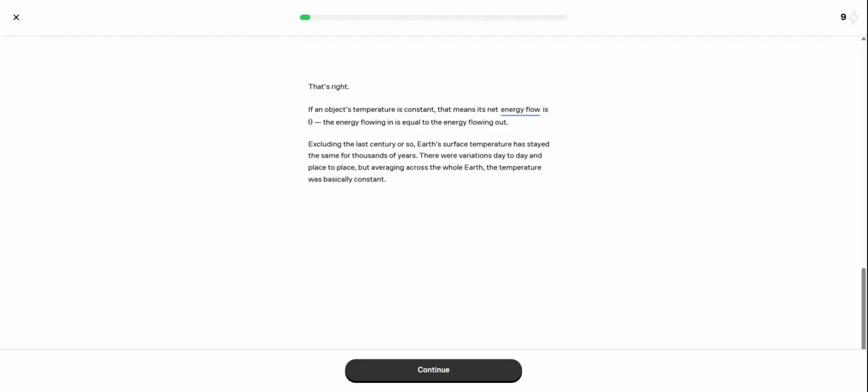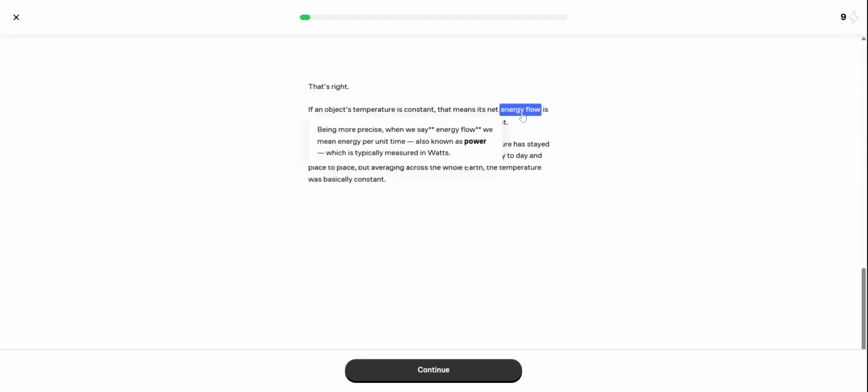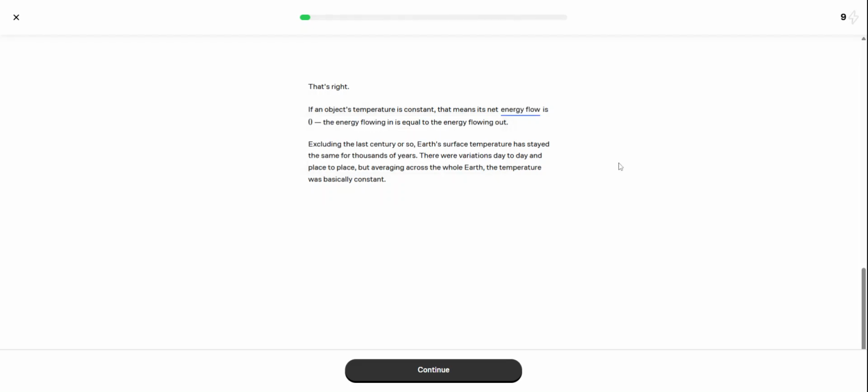If an object's temperature is constant, that means its net energy flow equals 0. So review here for the definition. Being more precise, when we say energy flow, we mean energy per unit time, also known as power, which is typically measured in units called watts. The energy flowing in is equal to the energy flowing out, a kind of energy balance.